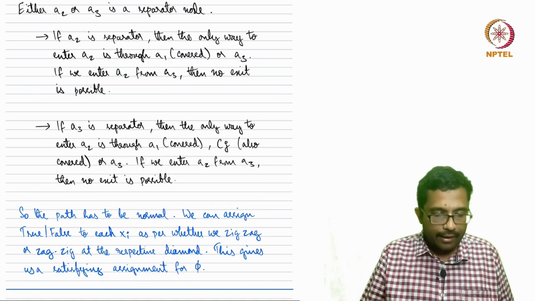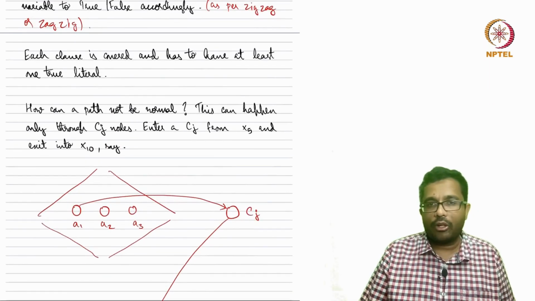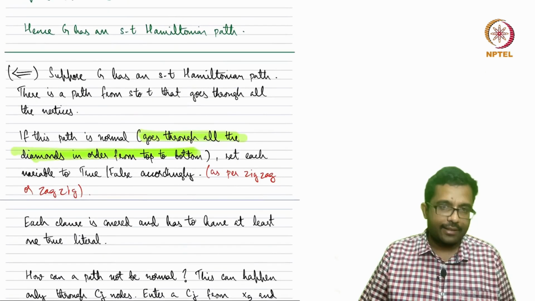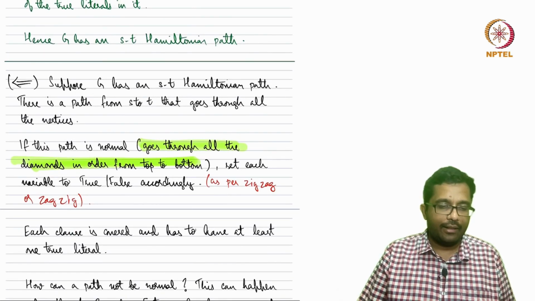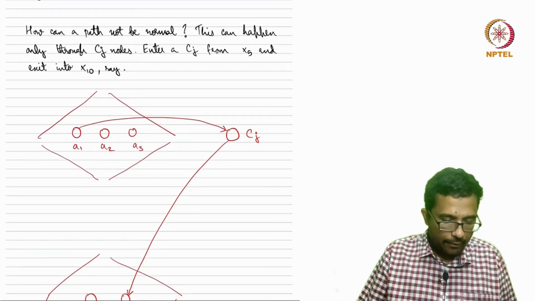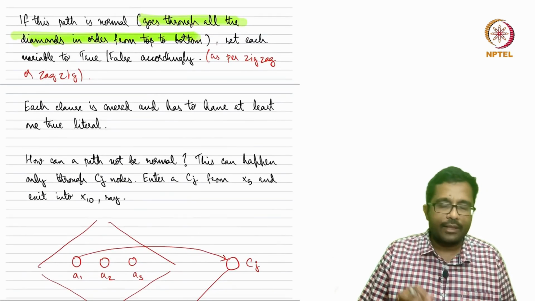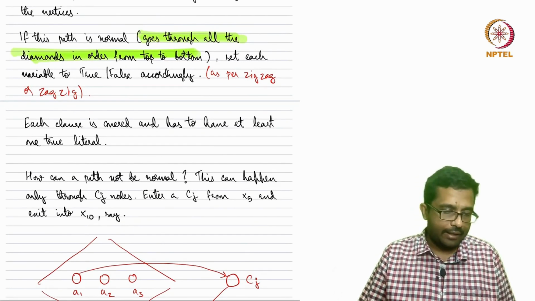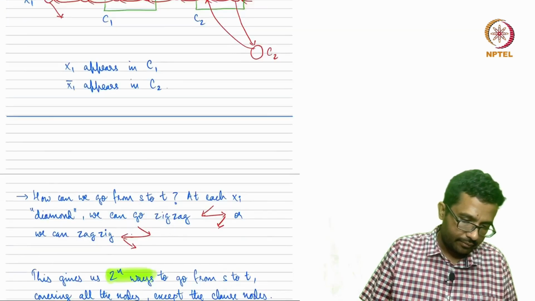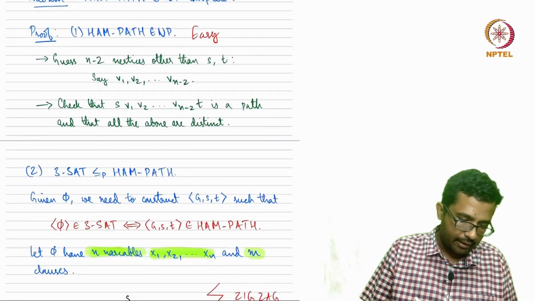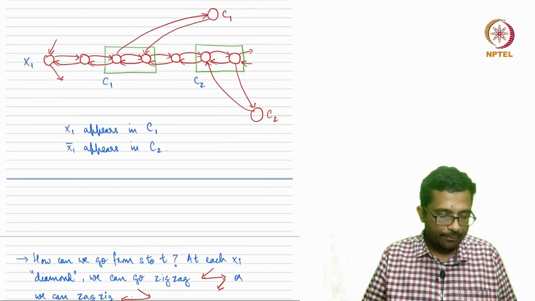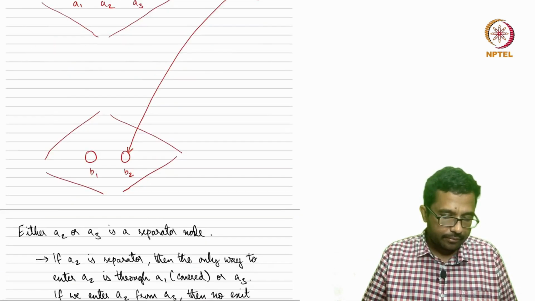Hence, if there is a Hamiltonian path, it has to be this normal structure, and that gives us a satisfying assignment. So that completes both directions. If the formula is satisfiable, we have a Hamiltonian path. If the graph has a Hamiltonian path, we have a satisfying assignment for the formula. So that completes the correspondence. Right, that completes this correspondence, and that completes the reduction, and this shows that Hamiltonian path is NP complete.